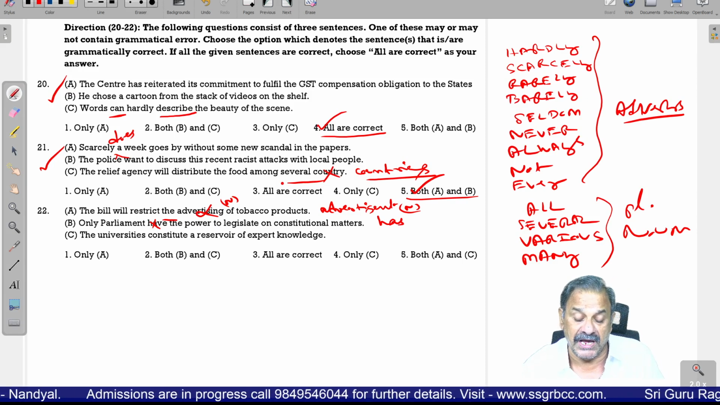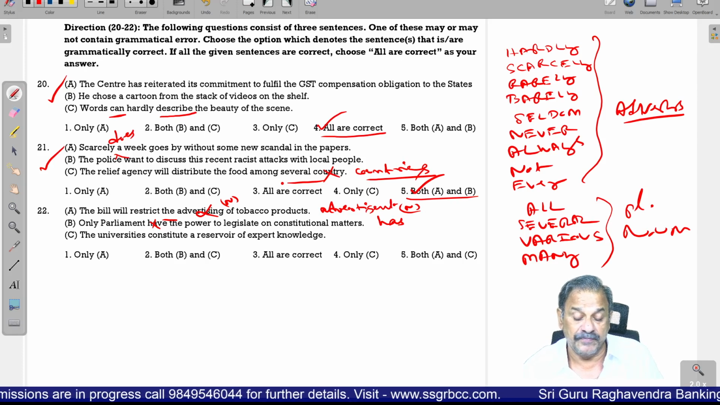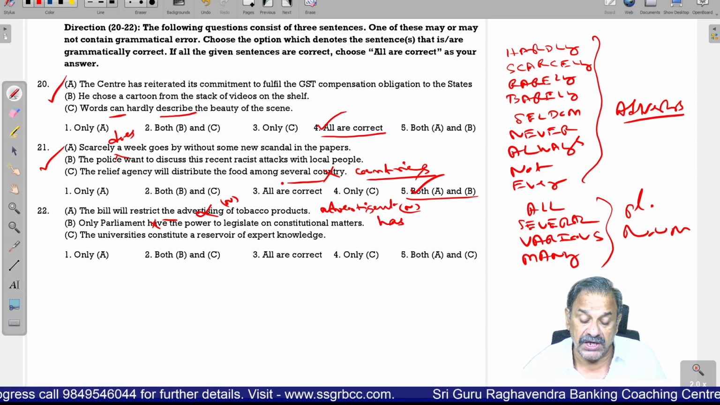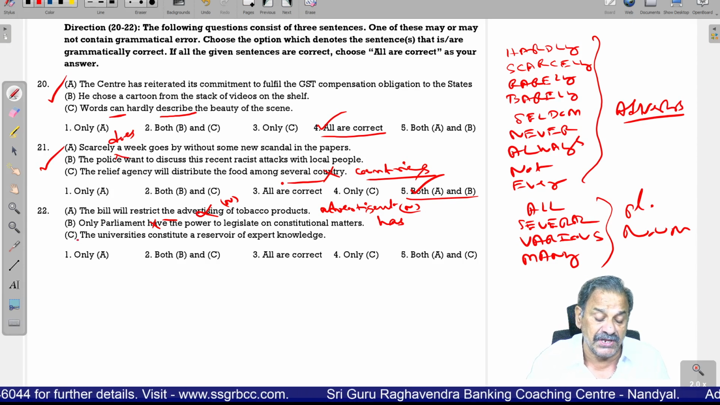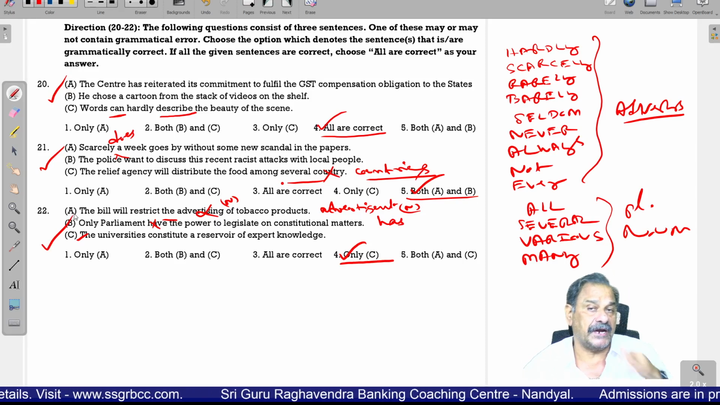Only parliament, singular, so you have to use has. Only parliament has the power to legislate on constitutional matters. Then the universities, plural, constitute a reservoir of expert knowledge. So which option is correct? Only C, choice 4. It is very easy to identify.